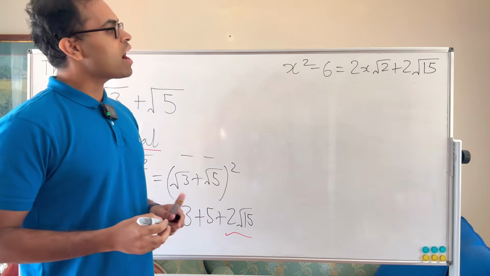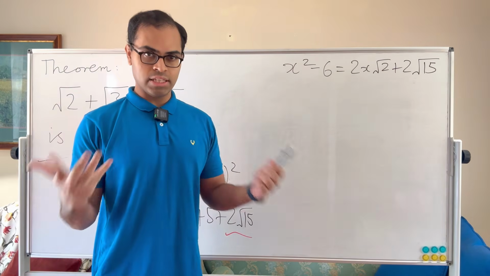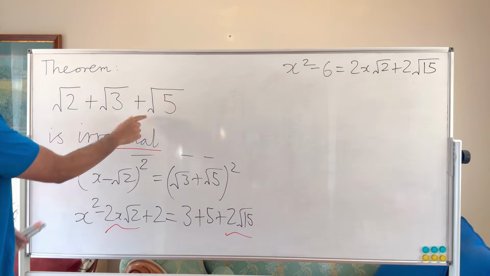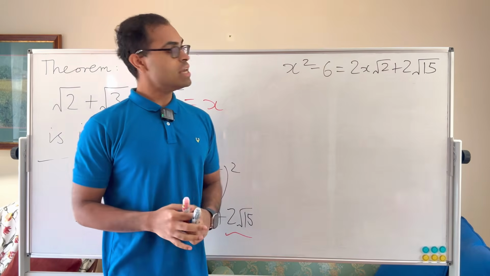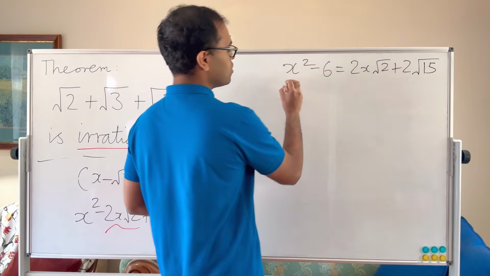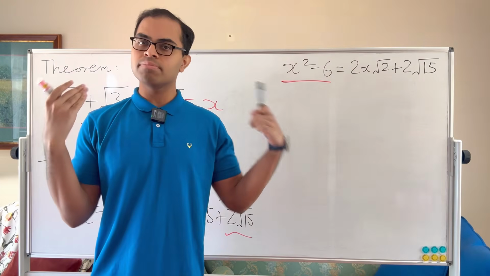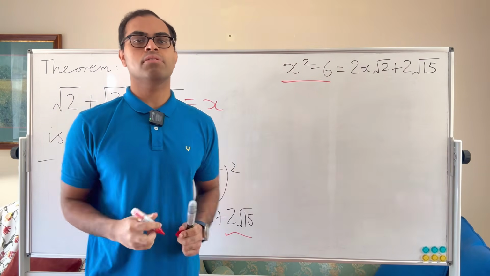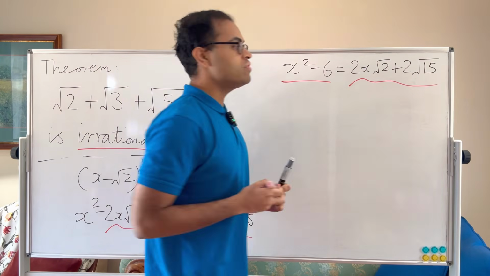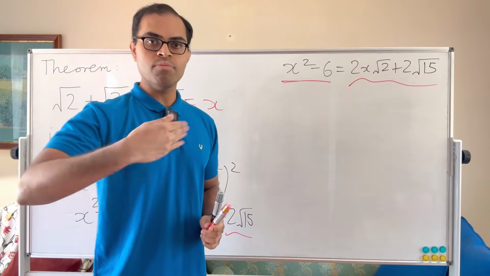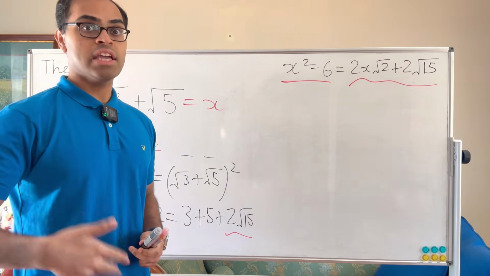But we've got this far, and now observe the following. We assumed for a contradiction x was a rational number, x being square root 2 plus square root 3 plus square root 5. So this was our x in our proof, and we just labeled it x to keep things convenient. And now that means, of course, x squared minus 6 is a rational number. The square of a rational number, adding rational numbers, multiplying rational numbers, they're all rational numbers. So now we know that 2x square root 2 plus 2 square root 15 has to be a rational number. We're deducing more and more from this initial hypothesis that x is a rational number, and we're going to get a contradiction eventually.